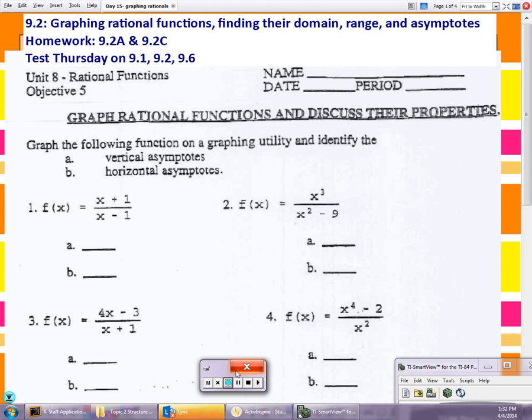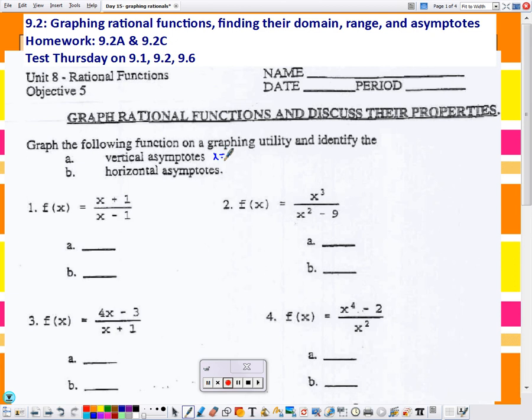Okay, so the first thing we're going to do is use our graphing calculator to identify the vertical and horizontal asymptotes of these rational functions. You'll remember when we did logarithmic functions, they had a vertical asymptote, and the vertical asymptotes all took the form x equals. And when we looked at exponential functions, they all had horizontal asymptotes, and horizontal asymptotes all took the form y equals. Well, now we're going to start having functions with both horizontal and vertical asymptotes.